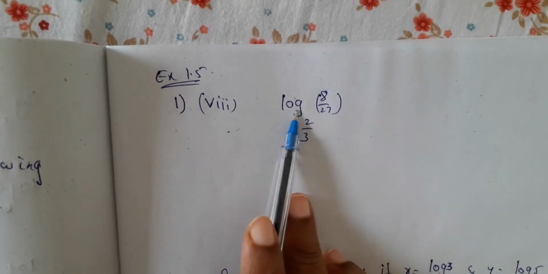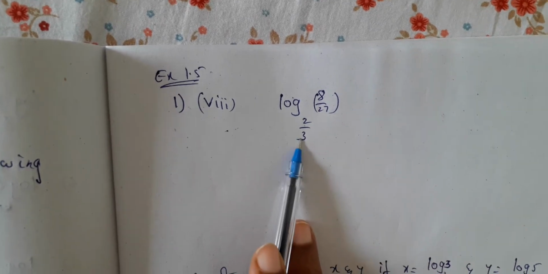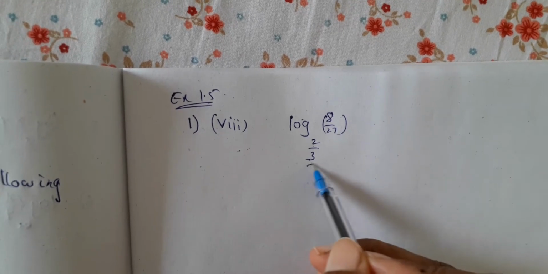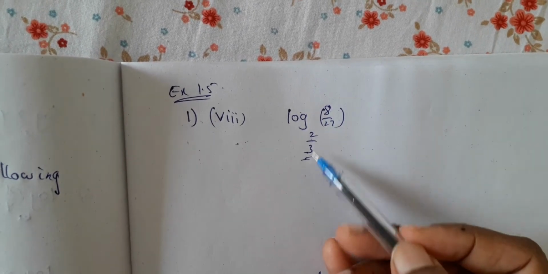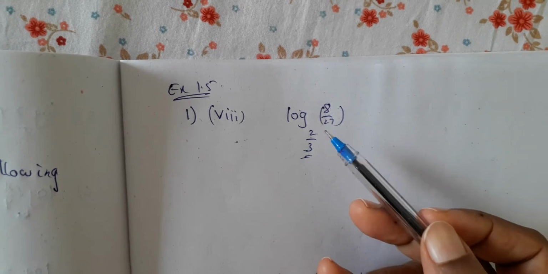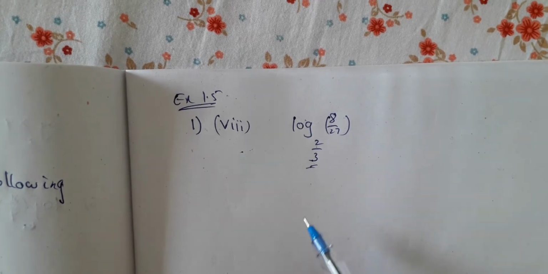So what is this? Log of 8 by 27 to the base 2 by 3. We know that if we can convert this into the same form, 2 by 3, then the problem will become very easy. So nothing to be worried.